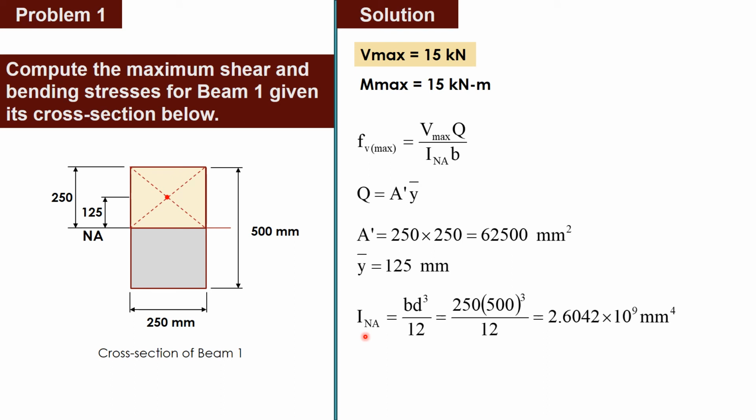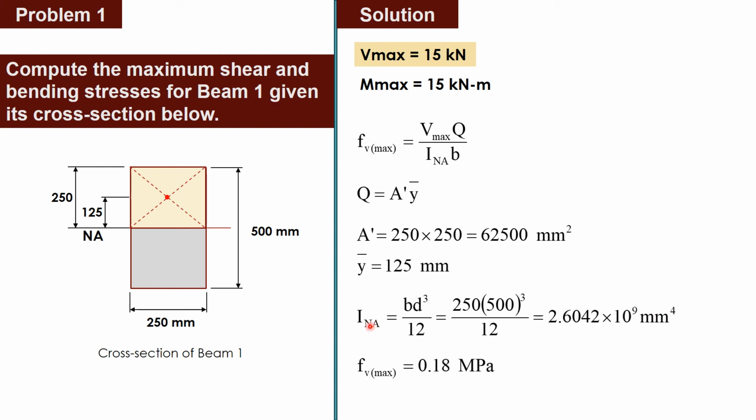Next is INA. So INA is BD cube over 12. So B by D. So take note class na yung INA is for the whole cross section. Hindi doon sa partial area na kinuha nyo, but the whole section of the beam. So that your B is 250 and D is 500. So this is now your INA. So take note of the units. So in this case, na-retain ko lang yung mga units in millimeters or square millimeter or millimeter to the fourth.